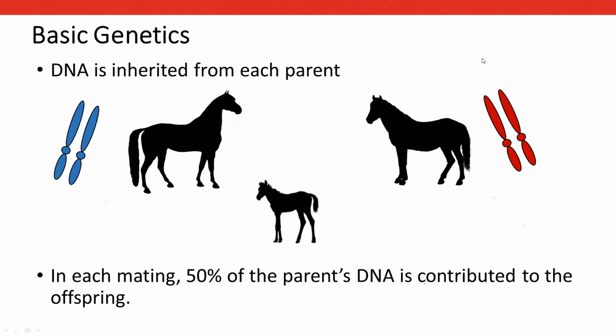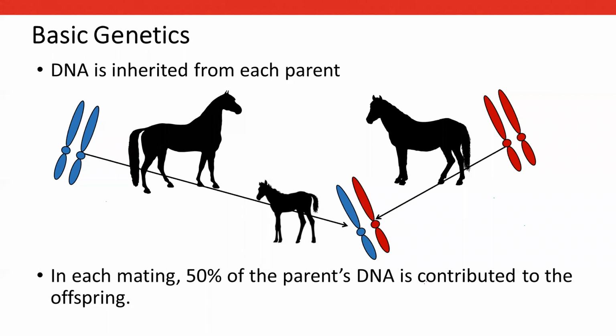So if these two horses are mated, that stallion is going to donate one of his chromosomes of each type of chromosome to his foal. The mare is going to donate one of each of her pairs to the foal, and therefore that foal is a representation of genetics of both the mare and the stallion.